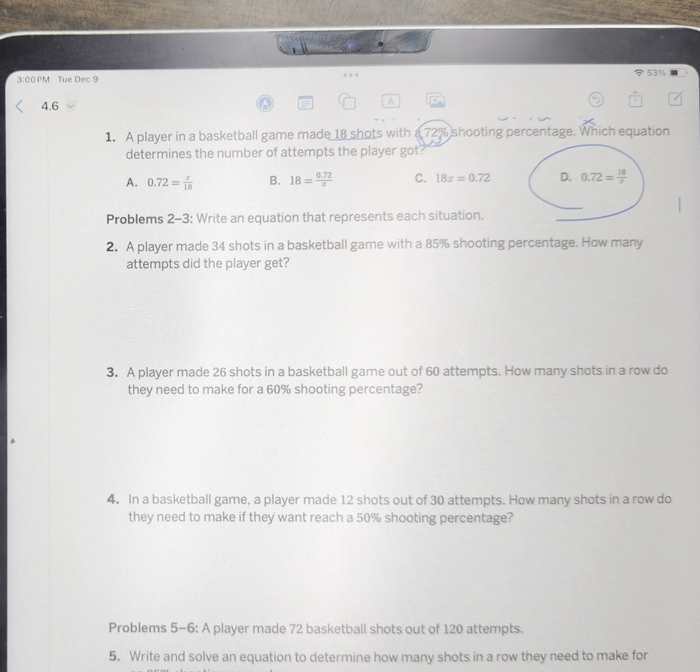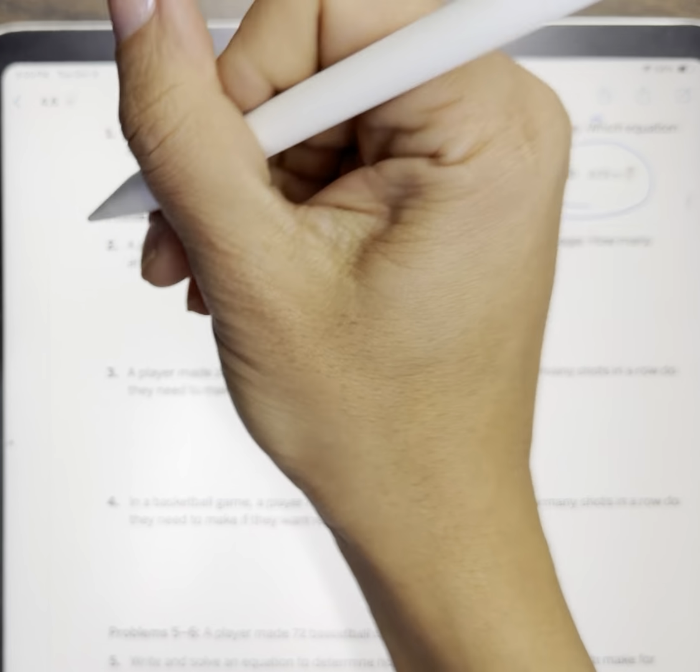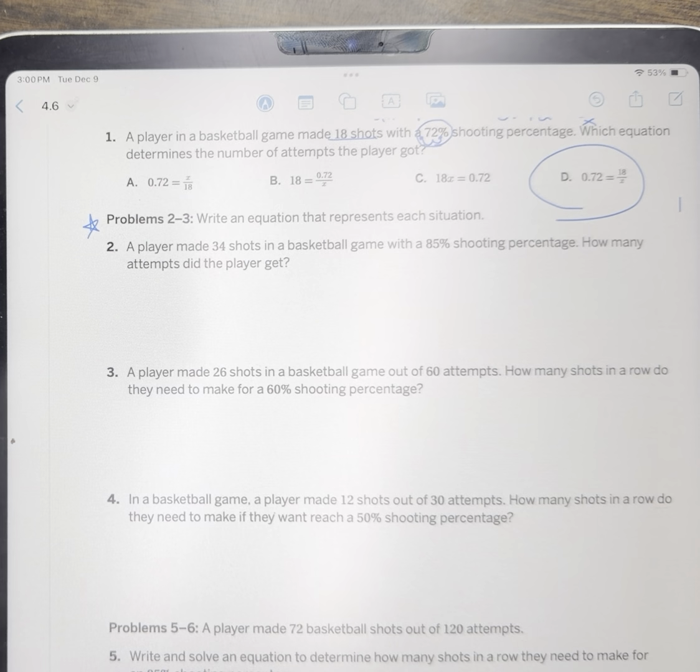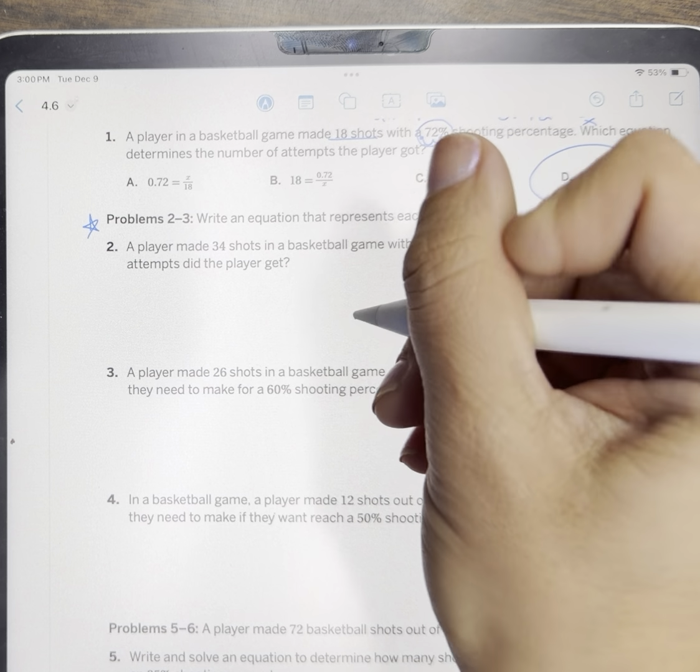Okay. It doesn't say solve it. That's what I'm staring at right now, trying to figure out if I need to actually solve this equation or not. A player made 34 shots in a basketball game with an 85% shooting percentage. How many attempts did they get?